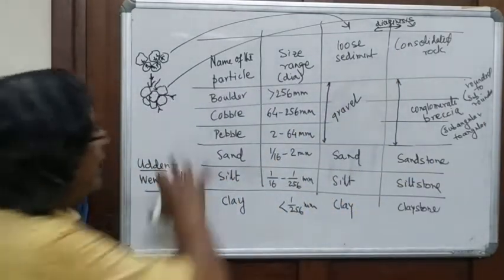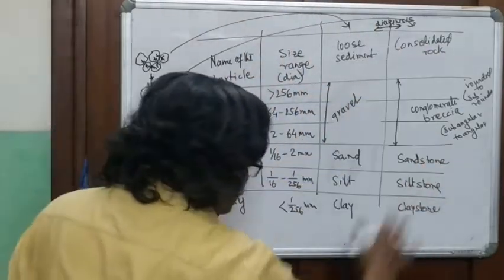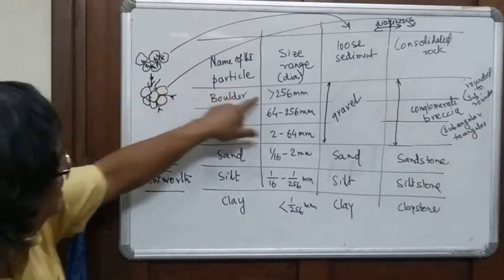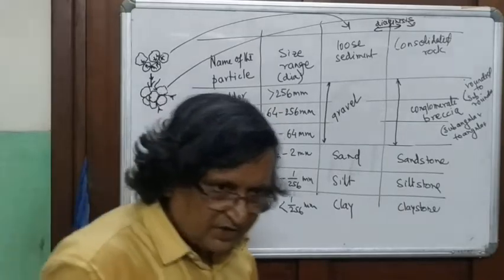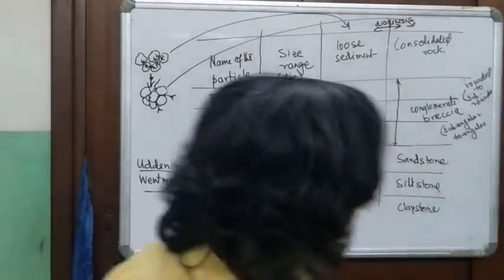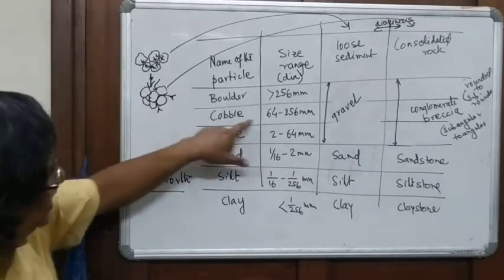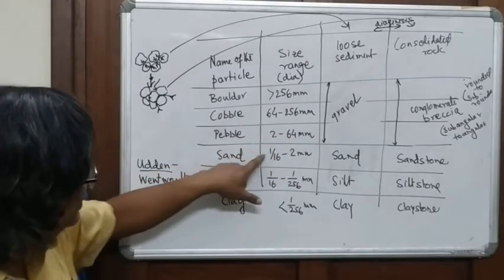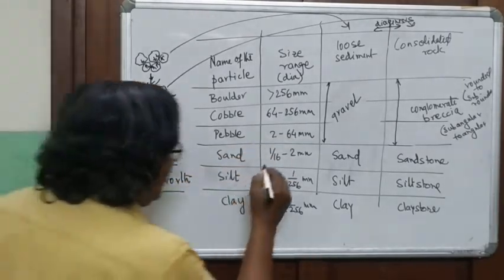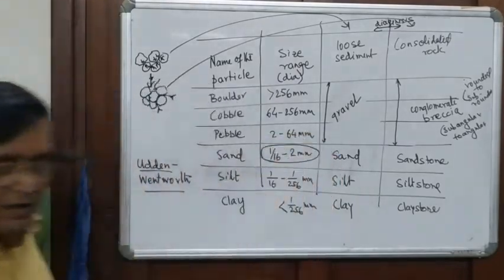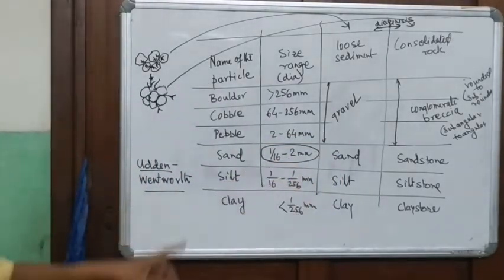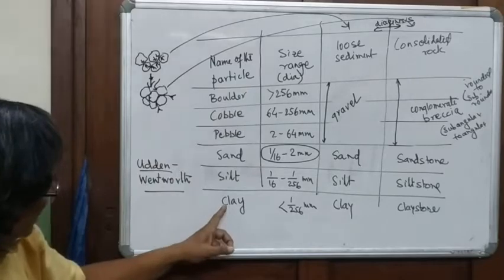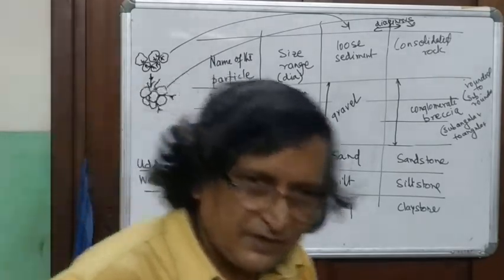Right? So now, this is what a rock is. When you take the name of the particle, a boulder is larger than 256 millimeters, which is 25.6 centimeters. And then you have cobble, 64 to 256 millimeters; pebbles, 2 to 64 millimeters; sand, 1/16 to 2 millimeters. Now this is very, very crucial. Sand, 1/16 to 2 millimeters. And then you have silt, 1/256 to 1/16 millimeter.